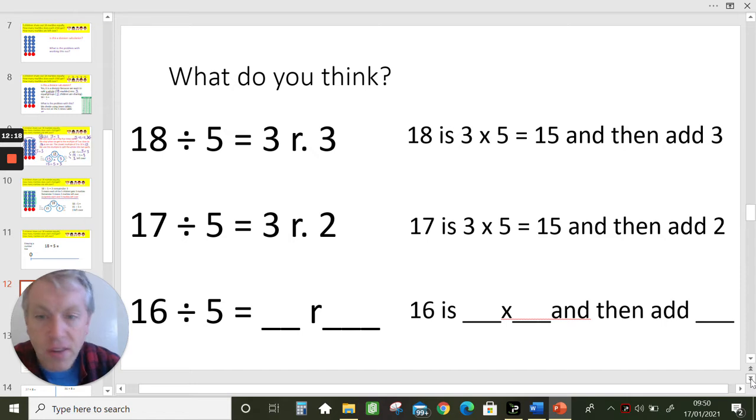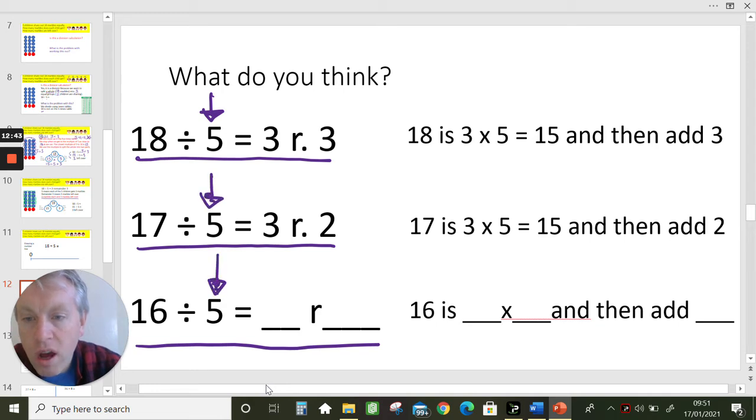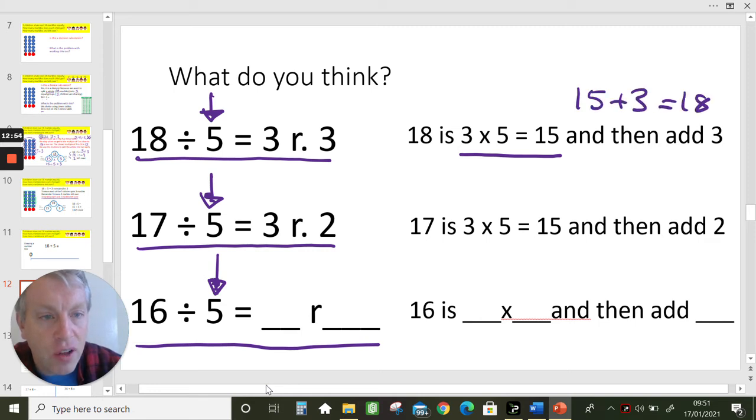What do you think? Have you noticed that there's a pattern in the ones we've done? 18 divided by 5 is 3 remainder 3. 17 divided by 5 is 3 remainder 2. I wonder what 16 divided by 5 will be. Let's think about it. Because we are dividing by 5 each time, we are counting in the 5 times table. So 18 is 3 times 5 is 15. Then 15 add 3 is 18.